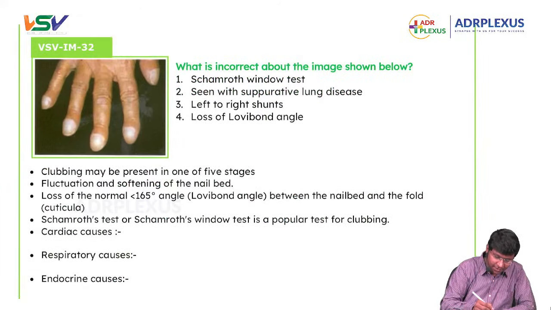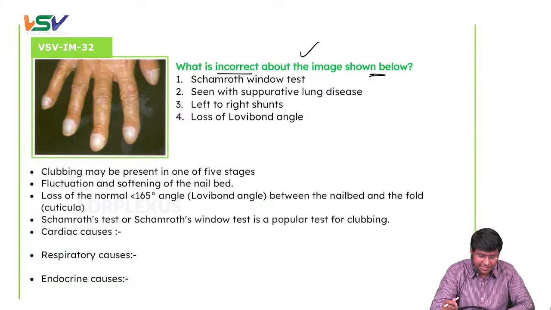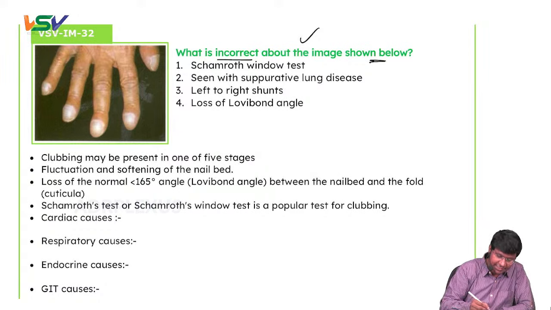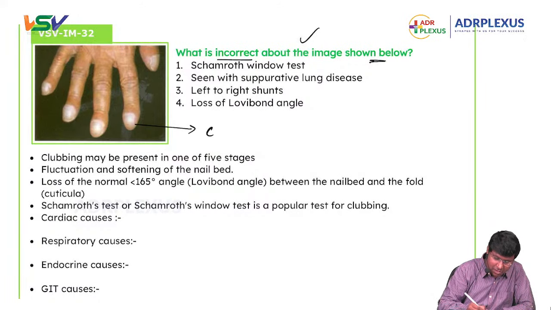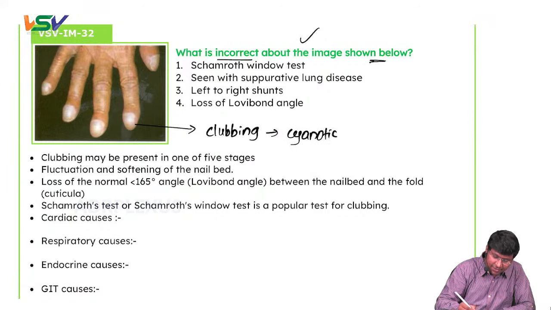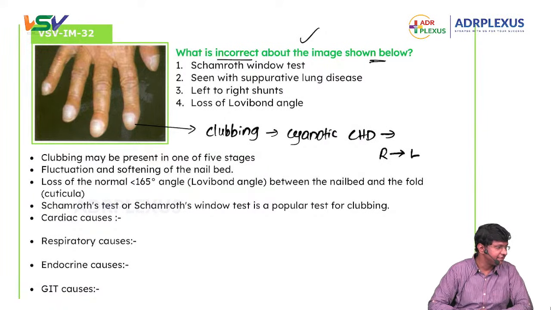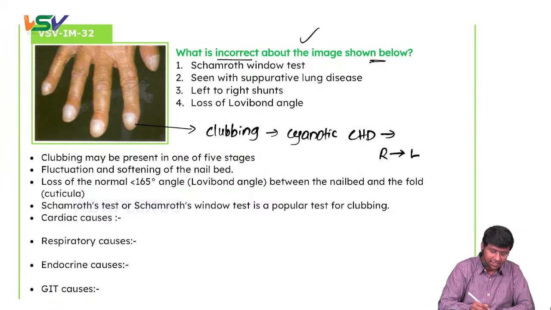Next question. What is incorrect about the image shown below? Shamroth window test seen in suppurative lung diseases, left to right shunts, loss of Lovibond angle. Anyone? So what exactly is this? This is clubbing. Clubbing is present in cyanotic congenital heart diseases, right? In cyanotic congenital heart diseases, the shunt will be from right to left, it is not from left to right.